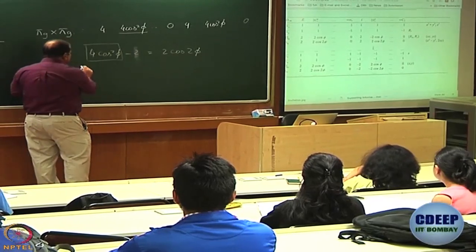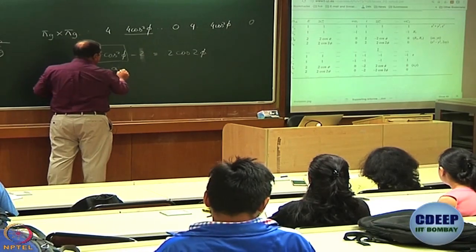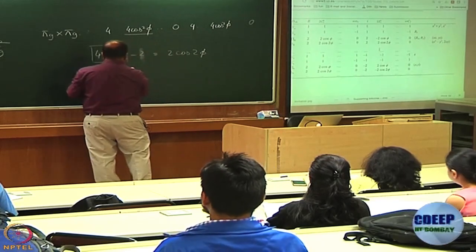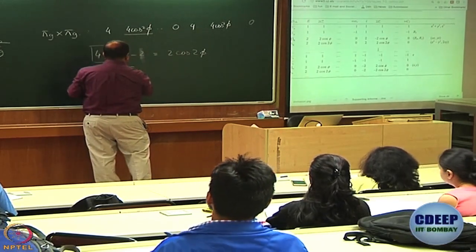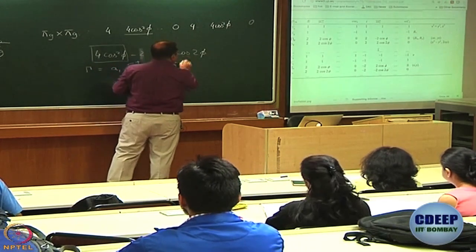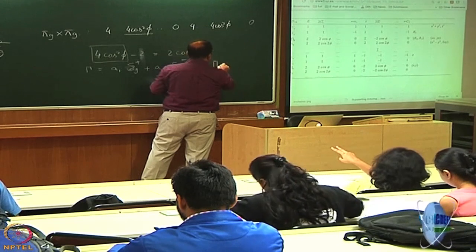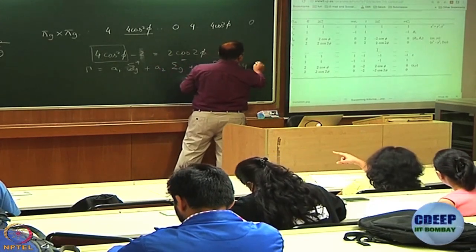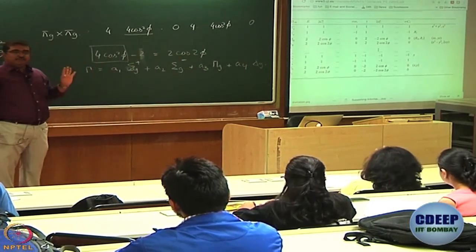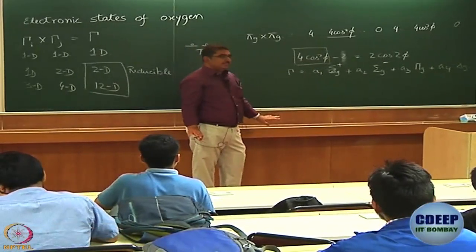So, what I am trying to do is write this gamma, this is your gamma, right? This is what you have got. I am trying to write it as something like A1 multiplied by sigma g plus, A2 multiplied by sigma g minus, plus A3 multiplied by pi g, plus A4 multiplied by delta g. I need to find A1, A2, A3, A4. I don't need to worry about the u. So, how do you find A1, A2, A3, A4? That is all I am saying.